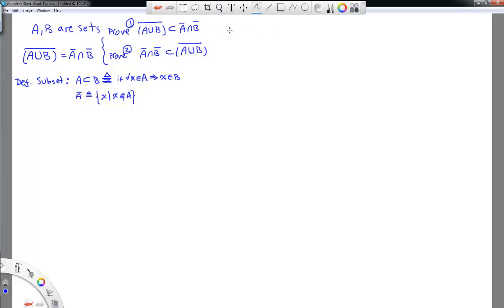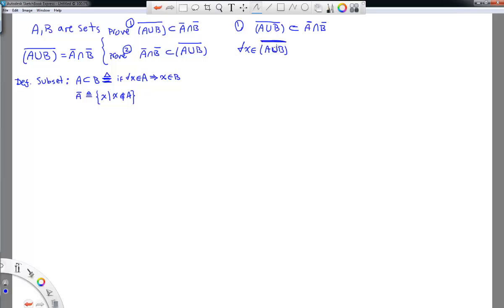So let's start with the proof of direction one. I want to prove that the complement of the union of A and B is a subset of the intersection of their complements. So how am I going to do this? I'm going to look at every element that belongs to the complement of the union of A and B, right?